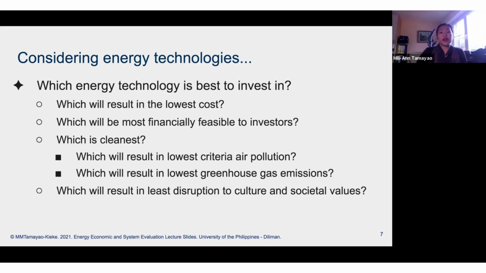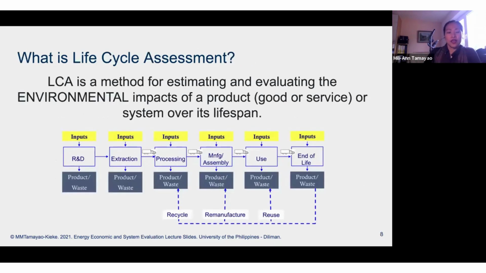Of course, I'm not claiming that LCA will help you answer all of these questions. Siguro ang pinaka-relevant ang LCA would be bullet number 3, under the overarching question. But you can also use it, of course, for bullet number 1, because actually life cycle cost analysis, yun yung pinaka-parent framework ng LCA. Okay, so what is life cycle assessment, or what is life cycle analysis?